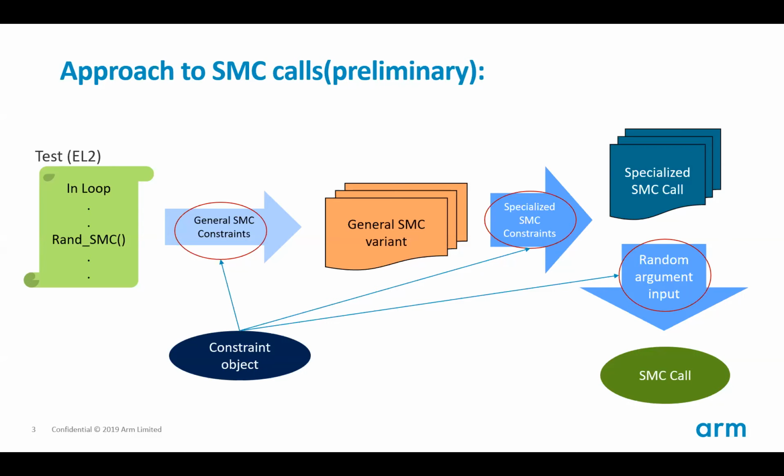Once that's done, you would know, okay, once I have a particular flavor of SMC call, what type of arguments do I want to apply in a random way? And then once again, you would go back to the constraint object itself that would contain all the different constraints you would want for that particular environment and for that particular test. And then you would constrain those variables based upon what you may be looking for, or the type of scenario you're looking for with that particular SMC. Once you have that specialized SMC call with the random argument inputs, then out the other side you get the SMC call itself, which is then put through the system. And then you would do this on a per CPU basis as required, and introduce as much parallelism as possible.